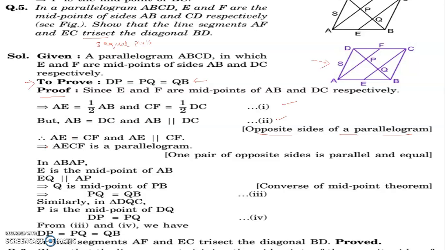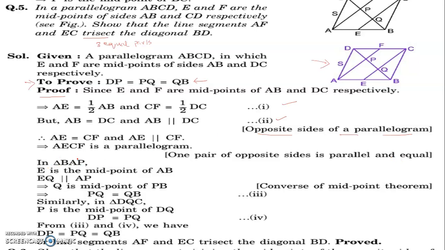Therefore AE is equal to CF and AE is parallel to CF. We already showed AE is equal to half of AB, and therefore AE is equal to CF and AE is parallel to CF. Are you following, students? This implies AECF is a parallelogram, because one pair of opposite sides is parallel and equal. I hope you have followed, students. Nothing difficult till here.